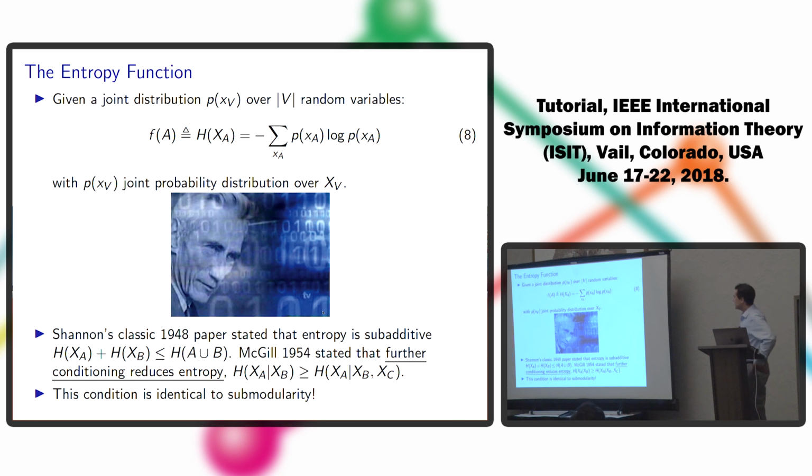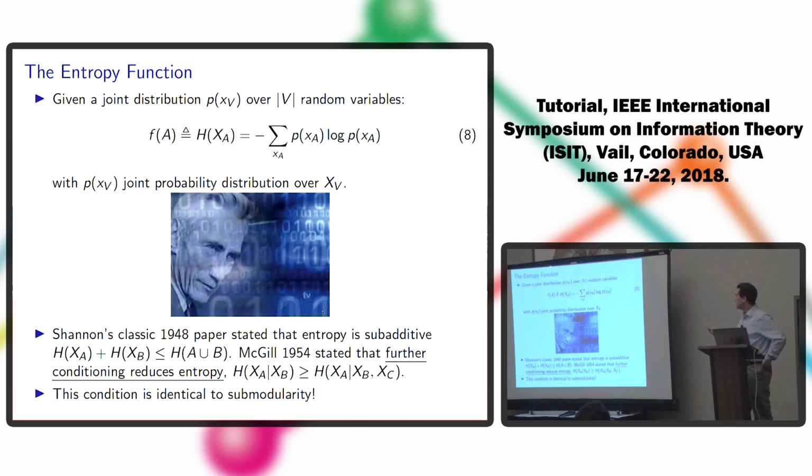So one of the things that's interesting about Shannon's classic 1948 paper was not only that he defined the entropy function, but he also showed that the entropy function is subadditive in a way that we're going to talk about in a minute. One of the things that we're going to be looking at that's slightly different than the way probably some people are familiar with looking at the entropy function is that we're looking at the entropy function, f of A, where A is the index set of a set of random variables.